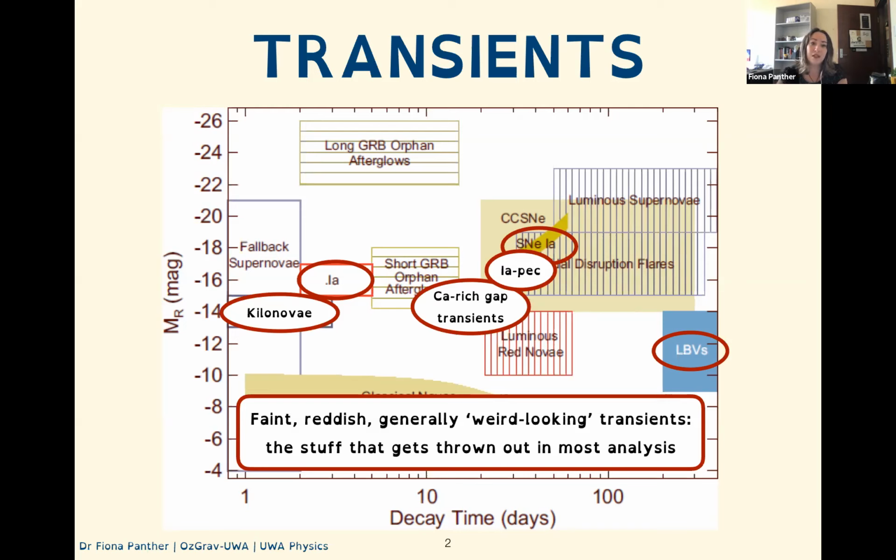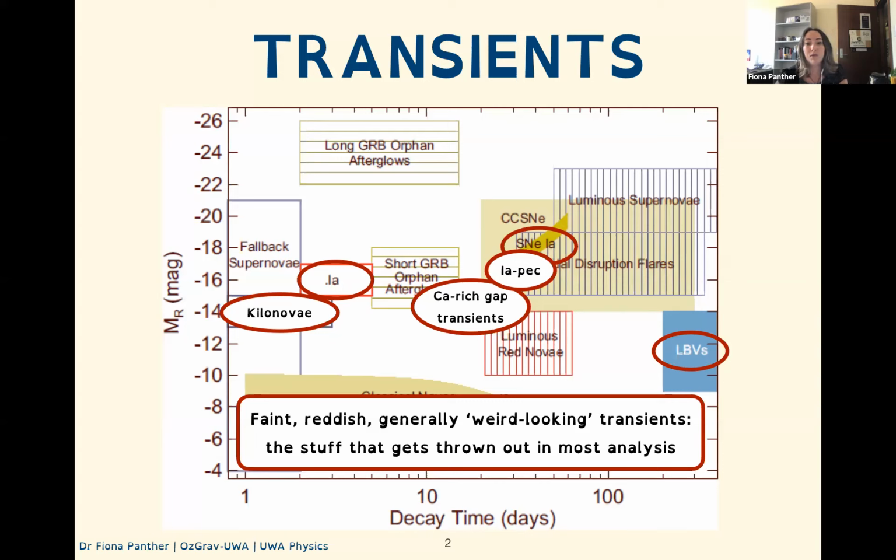So I'm particularly interested in, from my PhD and my first postdoc, things like type Ia supernovae, peculiar type Ia supernovae, which I'll tell you a bit about, and these things called calcium-rich gap transients. So these are all types of, we think, thermonuclear explosions that maybe don't look like what we think thermonuclear explosions look like. We usually think of type Ia supernovae.